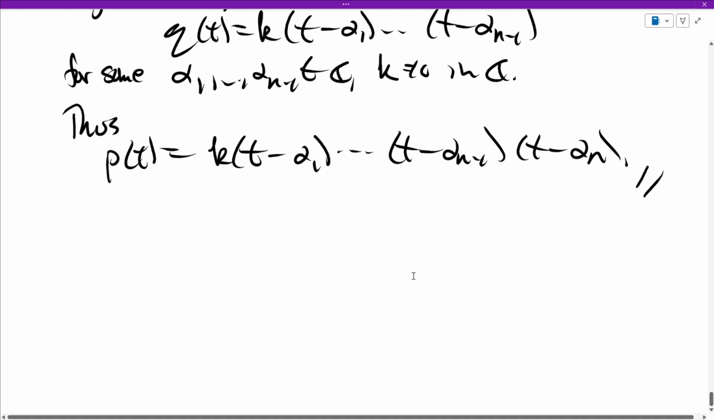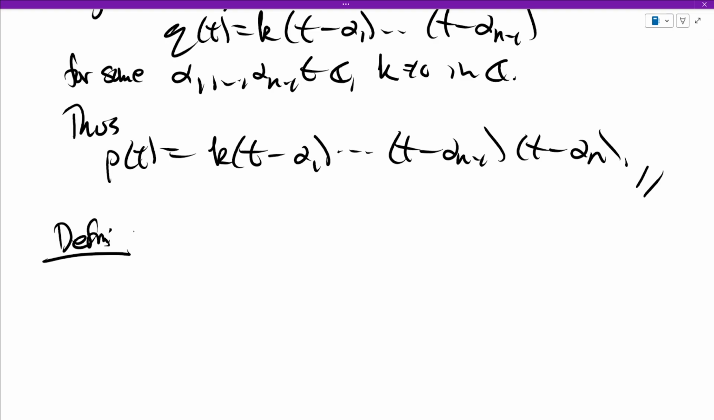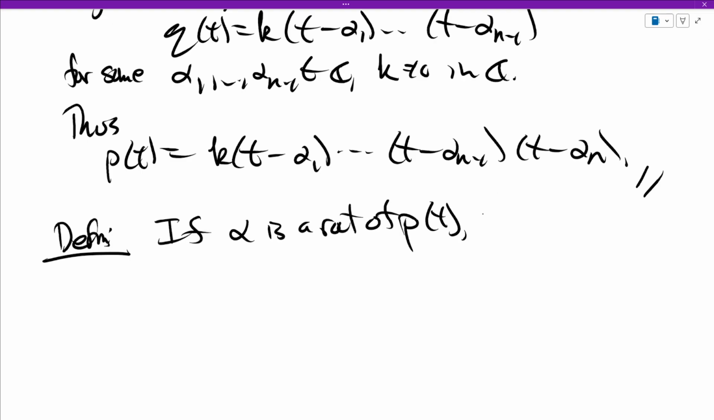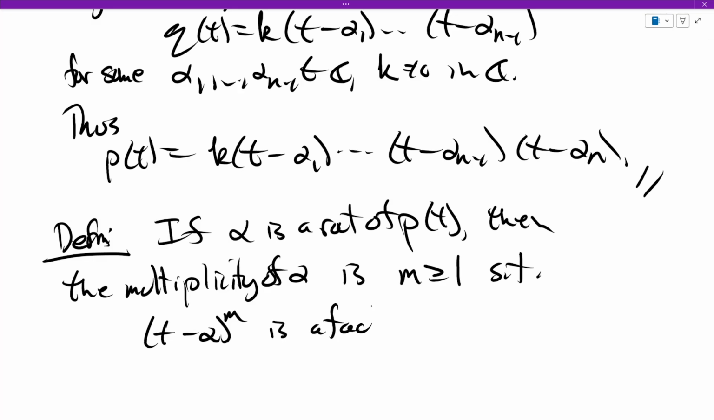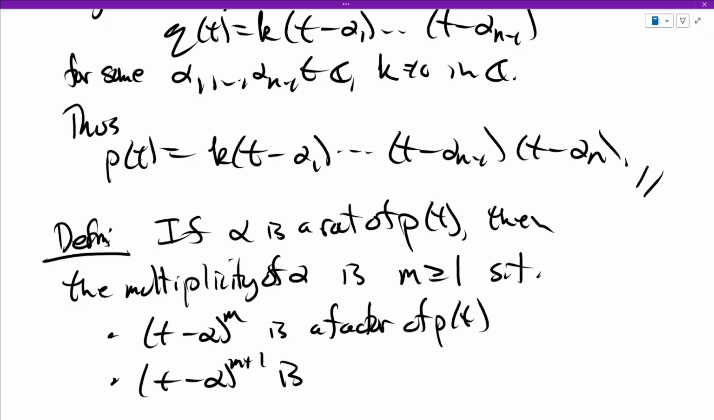And let me say one last thing here, a definition. If alpha is a root of P, then the multiplicity of alpha, root or 0, however you want to call it, is the natural number m, it's a root, so m is going to be at least 1, such that t minus alpha to the m is a factor of p of t, but the next one is not a factor. So t minus alpha to m plus 1 is not a factor of p of t. That's called the multiplicity.